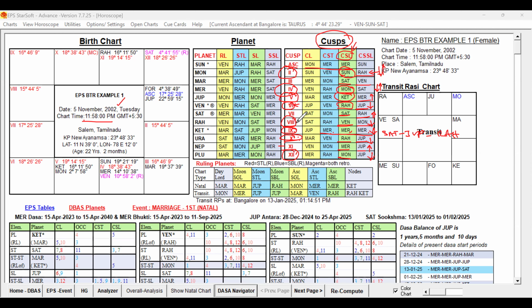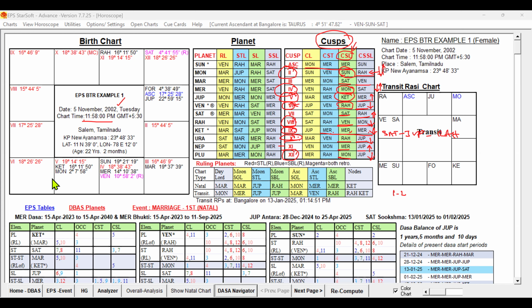So 1, 2, 3, 4, 5, 6, 7, 8 out of 12 cuspal sublords, those 8 cuspal sublords will have some impact when the birth time is reduced by 1 minute or 2 minutes. As I said, shorter-duration sublords and border sublords will have immediate change. But changes of 2-3 minutes can have impact on the other remaining cuspal sublords as we discussed.